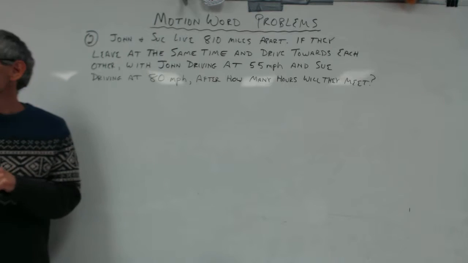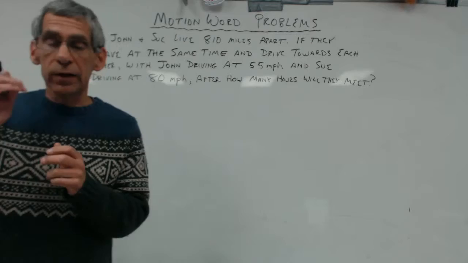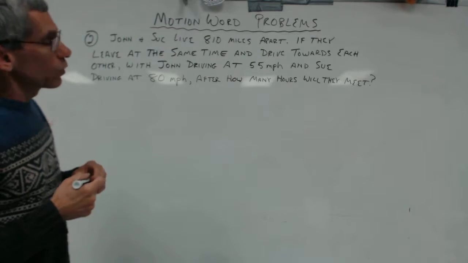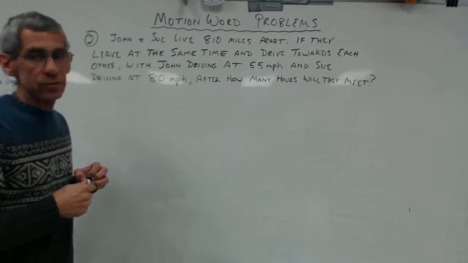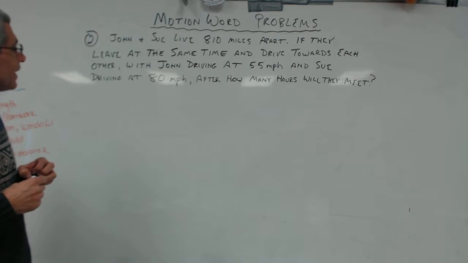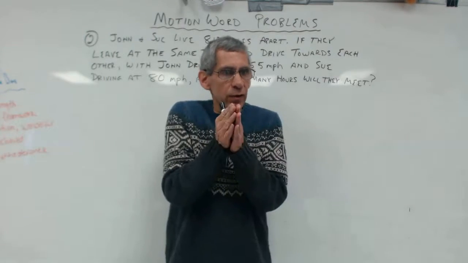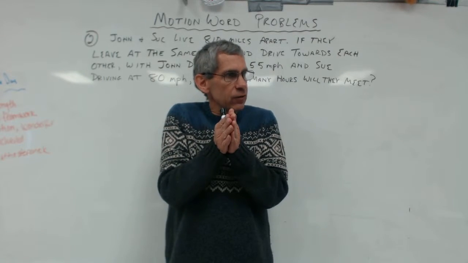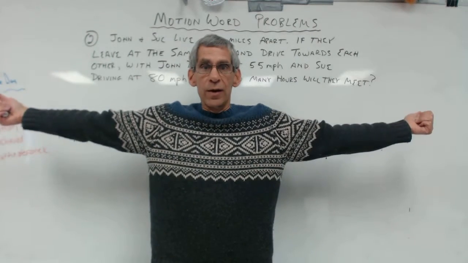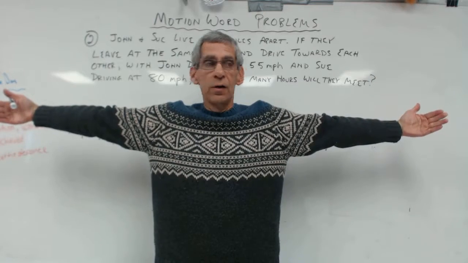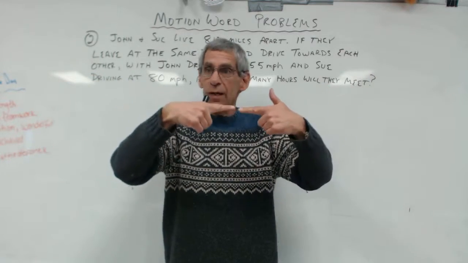Okay, so I'm going to assume that because people are talking that we're done writing. So we're going to just go. John and Sue, we're going to read the problem together. John and Sue live 810 miles apart. If they leave at exactly the same time, this is just a little different, right? Before, they were together and they left at the same time and went away from each other. But it's still the same thing. Now they're leaving at the same time and driving towards each other. It's the same thing, right?